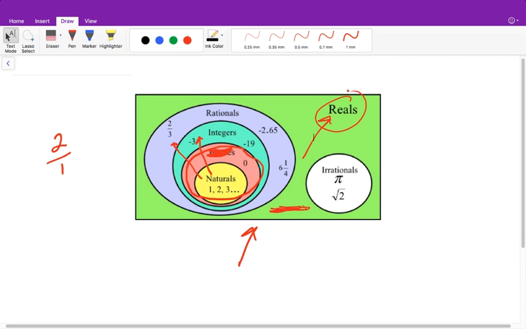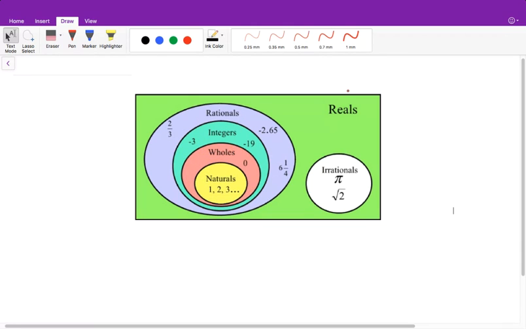I'm going to get rid of all of the writing I just did. I'll cross out whole numbers still. I think that this is a good representation that you can look at to think about which sets make up other sets, because natural numbers make up everything else, and also examples of each.